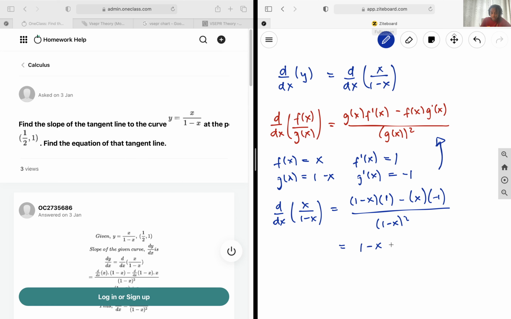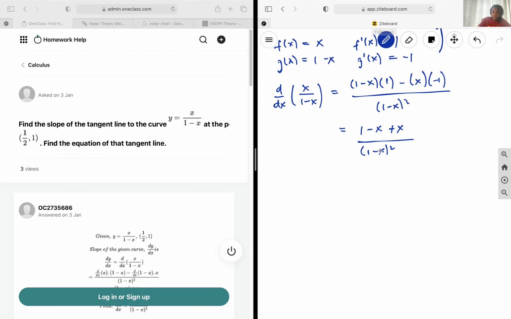So that is 1 minus x minus negative 1 times negative 1 is going to be positive, so plus x, all over (1 minus x) squared. These two will obviously cancel, and then it becomes 1 over (1 minus x) squared as our final answer.